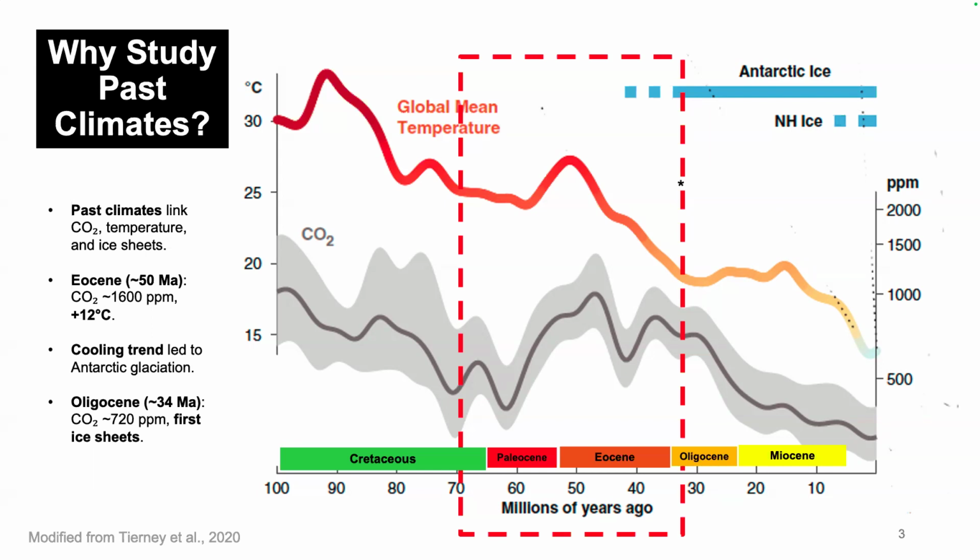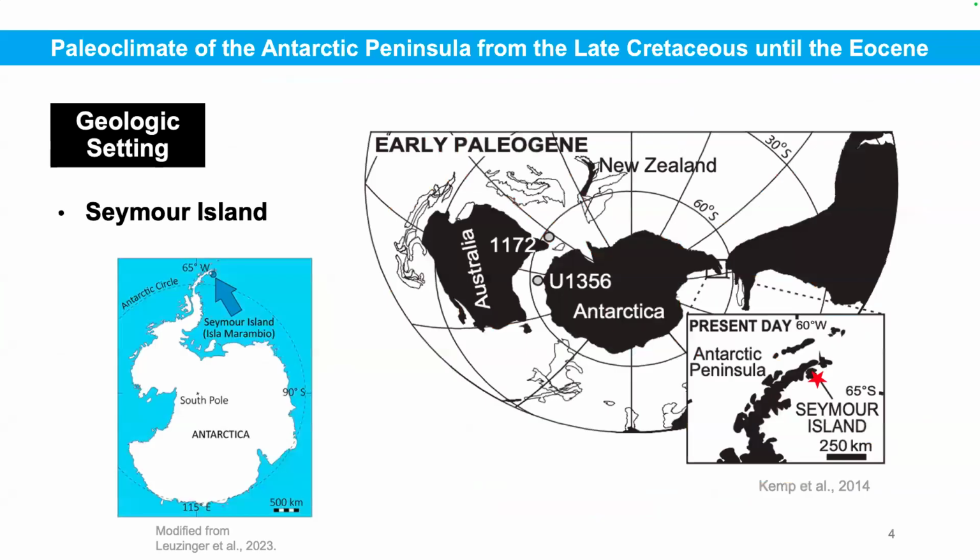A long-term cooling trend followed, leading to the Eocene-Oligocene transition. 34 million years ago, CO2 levels had declined to 720 ppm, triggering the formation of the first Antarctic ice sheets. This epoch served as a natural record of climate response to CO2 changes, improving our understanding of ice sheet stability, sea level rise, and climate sensitivity, key factors in predicting future climate change.